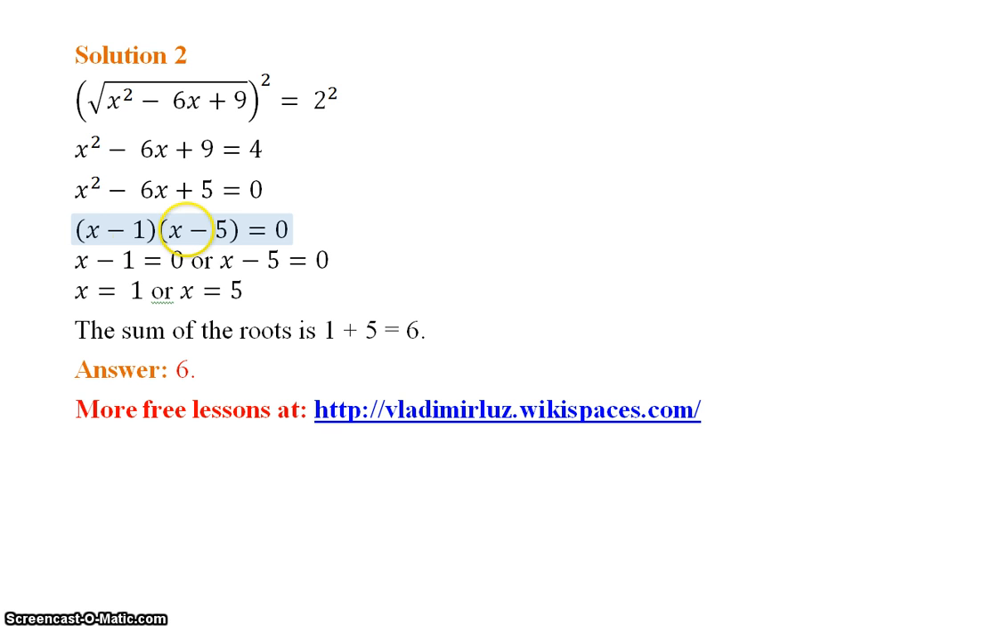The product of two factors equals 0 when either the first factor equals 0 or the second factor equals 0. And we get the same answer, x equals 1 or x equals 5. The sum of the roots is 6.